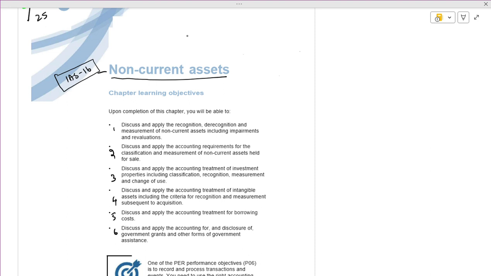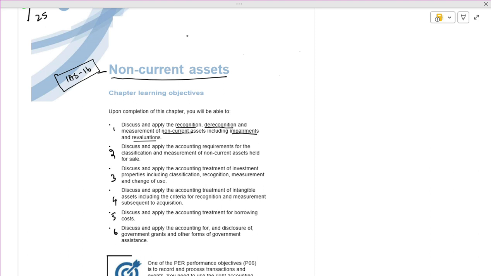First, we want to know how we are going to recognize it and when we are going to derecognize it. Recognize means how you identify it in the balance sheet at the time of acquisition, at the time of addition. Derecognition means at the time of disposal. And how we are going to measure the non-current assets, including, and this is very important, impairments and revaluation.